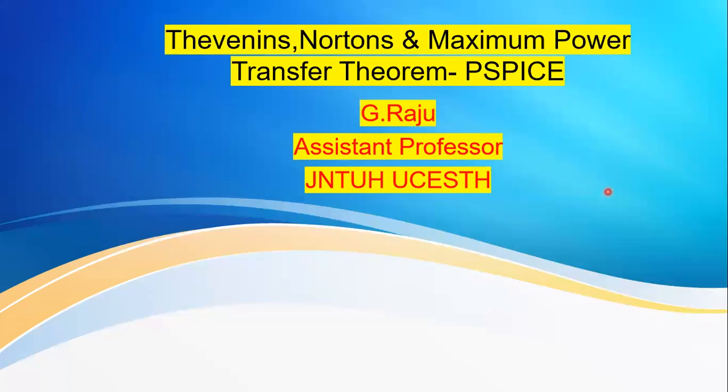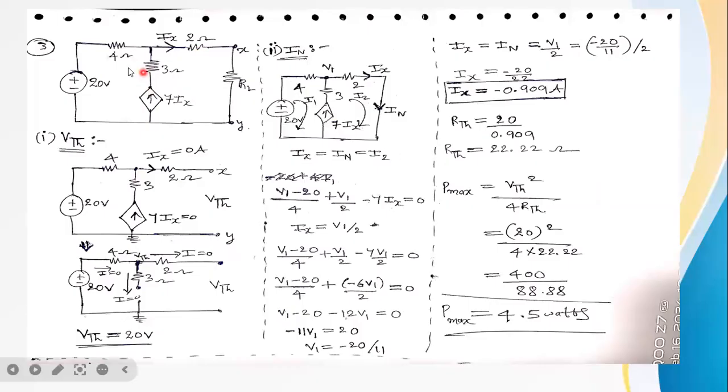Then coming to another dependent source, that is called the current dependent current source. If the circuit has one dependent source, how do we find the maximum power transfer to the load, and also Thevenin's voltage and Norton's current? So this is the circuit with a current dependent current source.